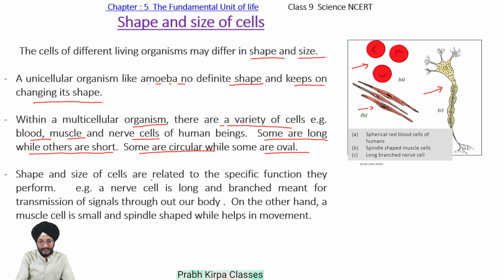Shape and size of the cells are related to the specific function they perform. As you see in this picture, nerve cells are long and they are branched. These are branches for transmission of signals throughout our body, as they have to transmit the signals. On the other hand, muscle cells are small and spindle shaped, you can see here, which help in the movement.